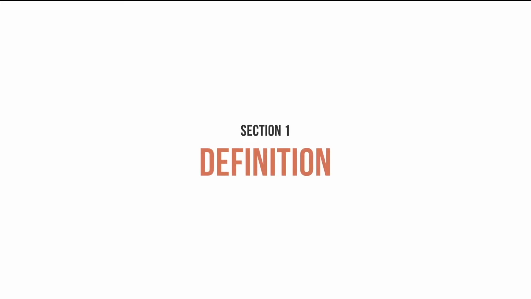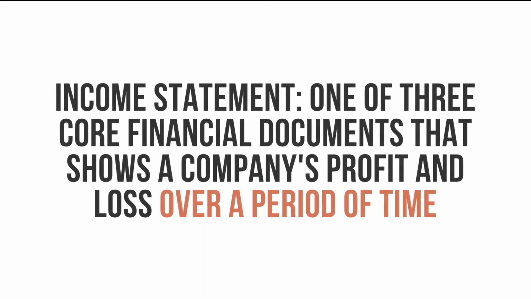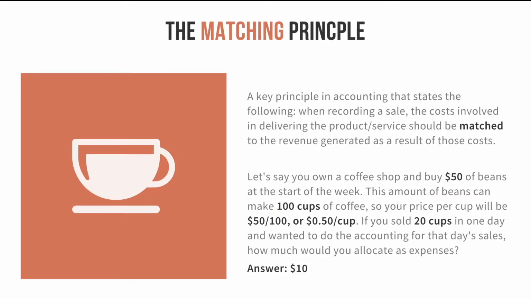So first, let's talk about the definition of an income statement. An income statement is one of three core financial documents that shows a company's profit and loss over a period of time. Now note that the phrase "over a period of time" is highlighted. The fact that this phrase is highlighted means that we have to address something very important before we continue with our exploration of the income statement. And that is the matching principle.